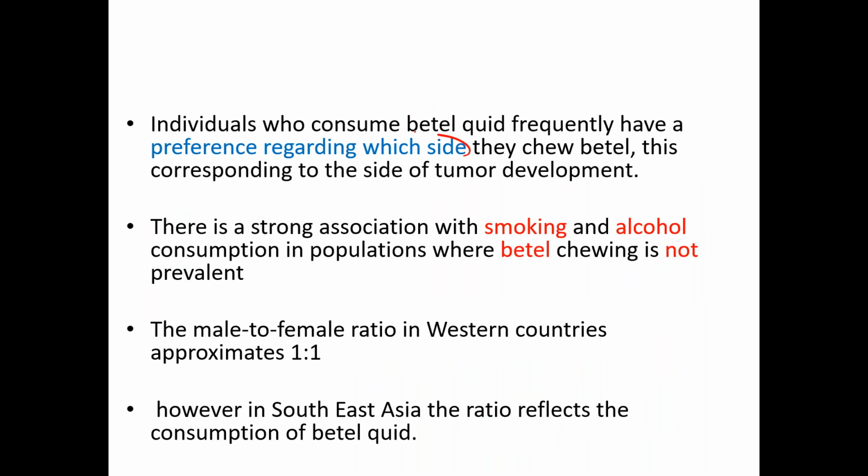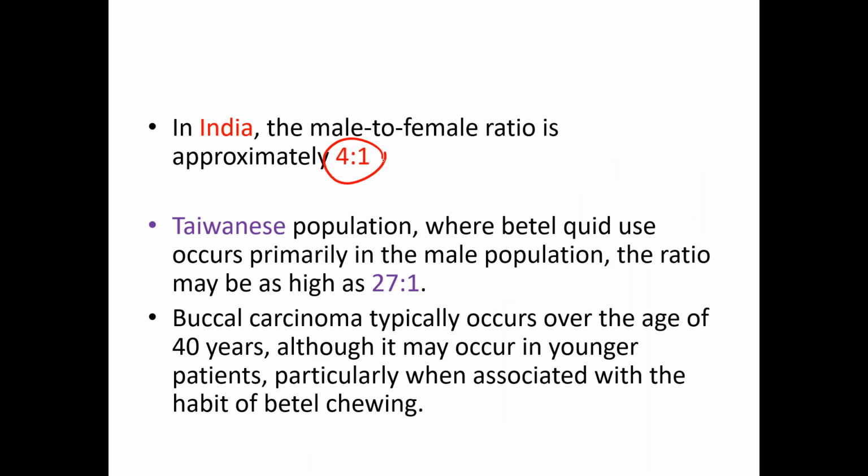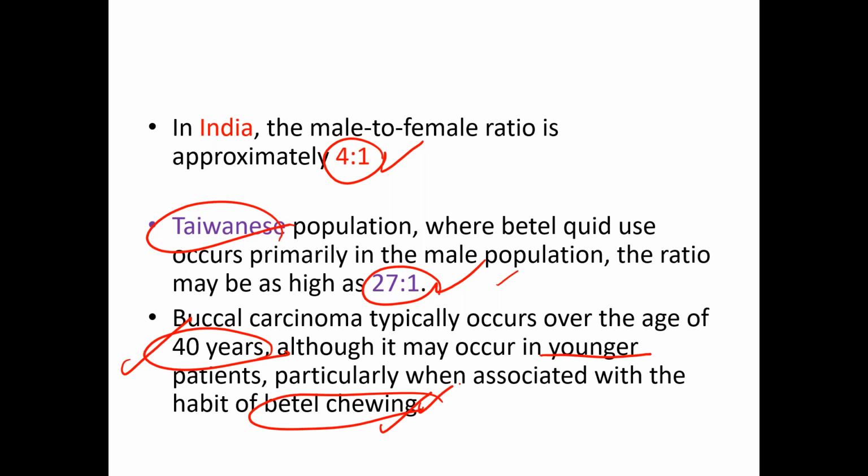Individuals, whichever side they keep the quid, they have the tumor on that side. Smoking and alcohol along with betel chewing. If betel chewing is not there, smoking and alcohol will be the reason for the buccal growth. The male to female preponderance is 1:1 in Western countries. In India, it is more, of course. In Southeast Asia, it depends upon consumption of betel quid. In India, it is 4:1, and in Taiwan, especially, it is 27:1. For buccal carcinoma, the age is around 40 years, although it may occur in younger people because betel chewing and alcohol are increasing in younger generations.